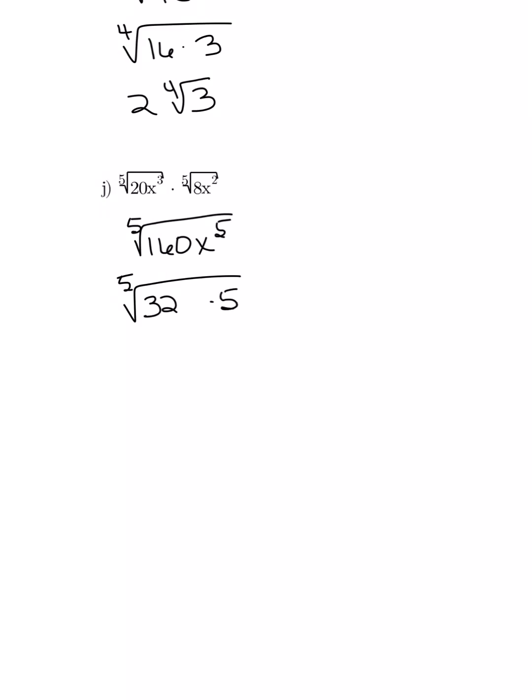I left that space because our variable has a power of 5 which divides by 5, so it is a perfect fifth power. Now the fifth root of 32 is 2. Take 5 divided by 5 and get x to the first. Those come outside, and then the fifth root of 5 stays as is.